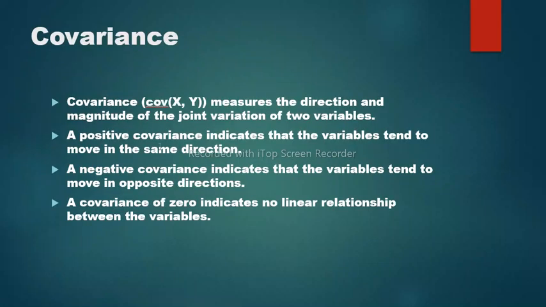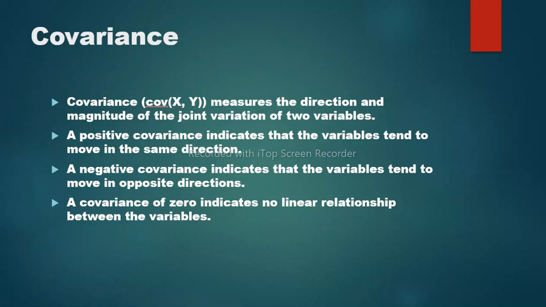Covariance, denoted in this manner as COV, is a statistical measure that captures the direction and extent to which two variables change together. It tells us whether the variables tend to increase or decrease together, or if they move in opposite directions. Positive covariance signifies that when one variable increases, the other variable also tends to increase, and vice versa. Conversely, a negative covariance indicates that as one variable goes up, the other tends to go down.